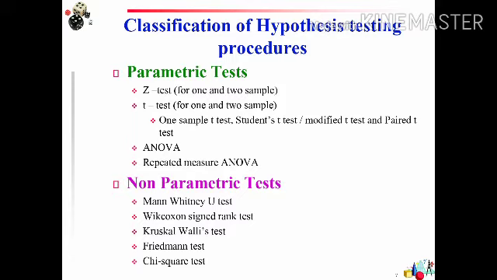Next, come to the classification of hypothesis testing procedures. There are two types of hypothesis testing procedures, that is, parametric tests and non-parametric tests. Under the parametric tests, Z-test, t-test, ANOVA and repeated measures ANOVA are widely used for statistical analysis. So these are some examples of parametric tests. And the Mann-Whitney U test, Wilcoxon signed-rank test, Kruskal-Wallis test, Friedman test, and Chi-square test are some examples of non-parametric tests. Through this section, I will explain each test more clearly.